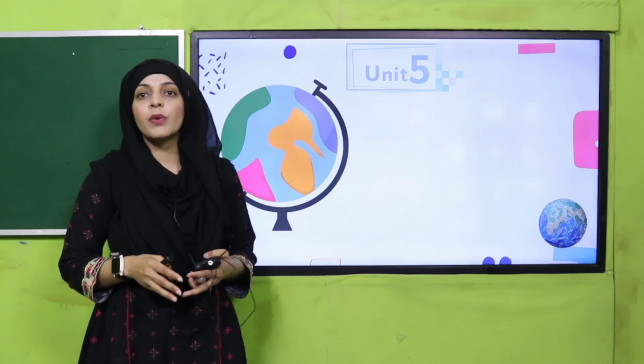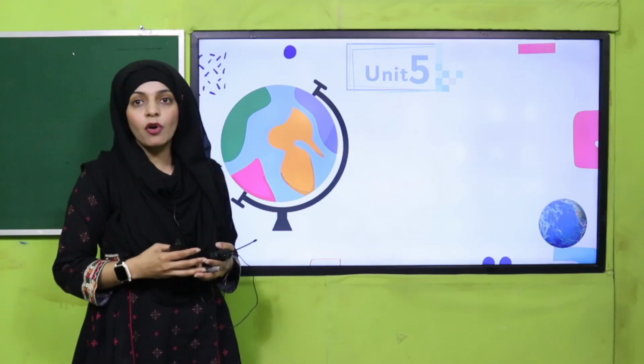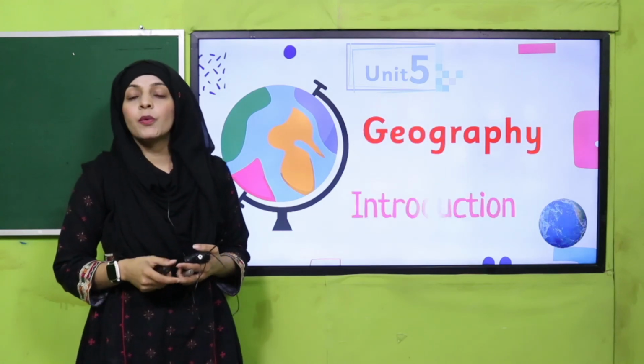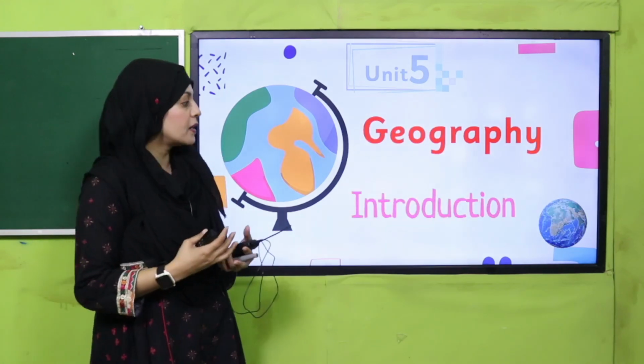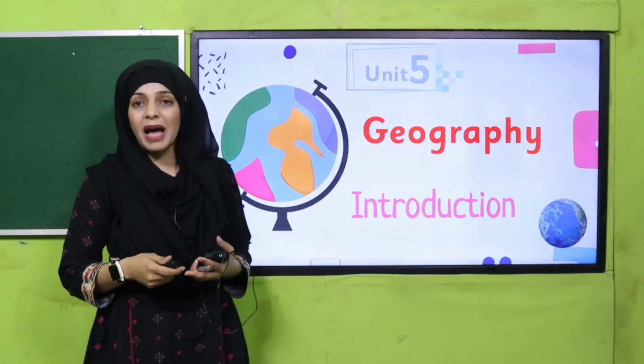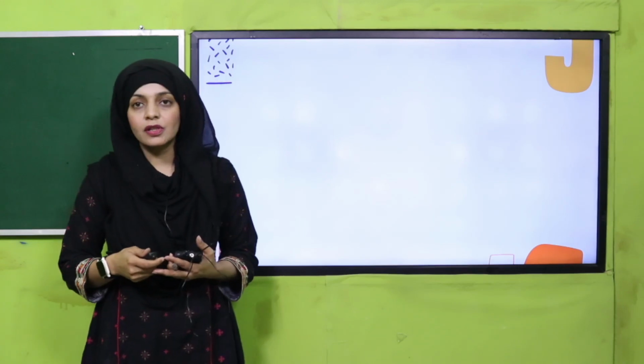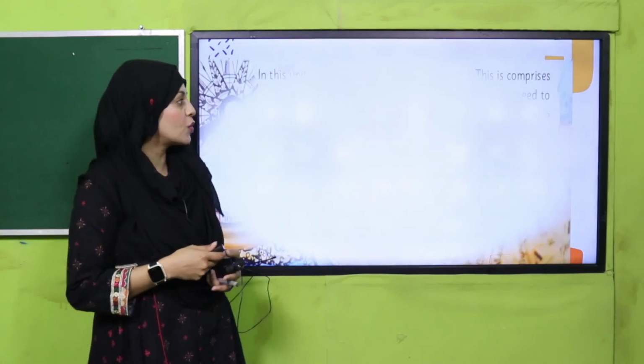My dear students, today we are going to start unit number 5 of your Social 5 books. The name of our unit is Geography. We are going to start with the first part, that is about the maps and the globes. So my dear students, today is the introduction of this unit. Let's get started.